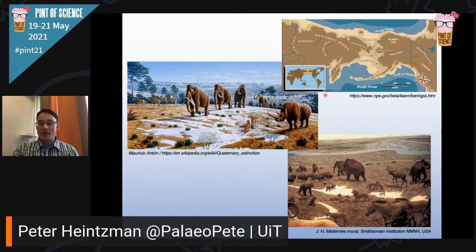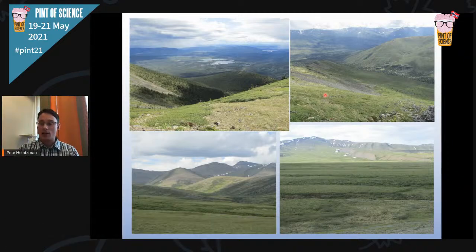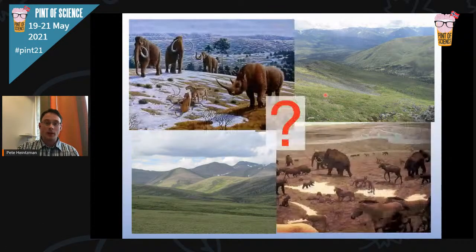But if you go to these places today, you don't see any of them. In fact, very, very few of those megafauna actually survive today. Examples include reindeer and moose and some others. But for the most part, the vast majority of the megafauna that existed for millions of years is now extinct. So why is this? What happened?